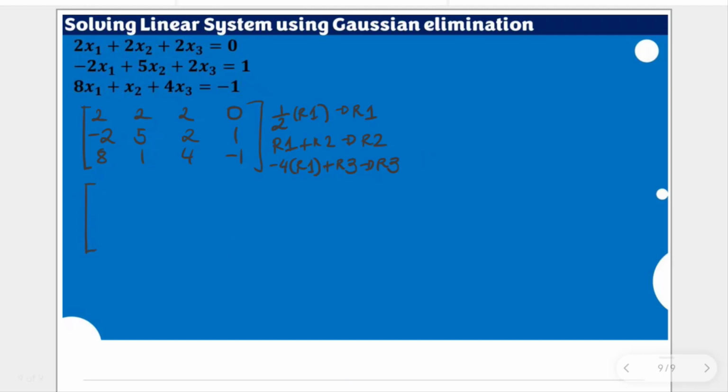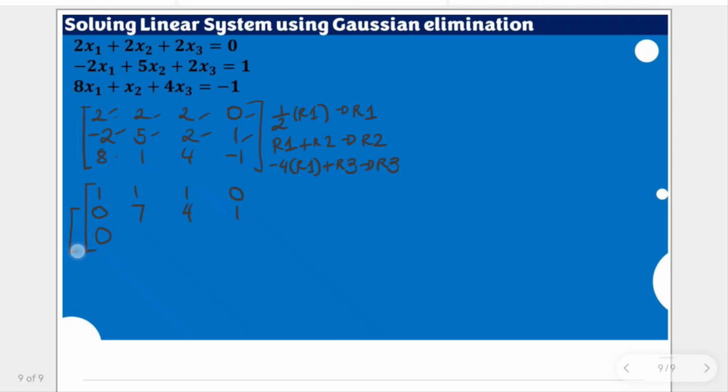So multiply all entries in row 1 by 1/2: 1, 1, 1, 0. Next, row 1 plus row 2, again, not this row, but the original. So you have 2 plus negative 2 is 0. Then 2 plus 5 is 7. 2 plus 2, 4. 0 plus 1, and then 1. Okay? Next, let's multiply negative 4 to row 1. Negative 4 times 2 is negative 8 plus 8 is 0.